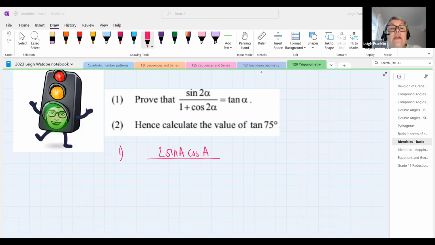Okay, so you can't leave the numerator as is because you've got a double angle there. So you've got to rewrite your double angle using your double angle identity. If you see sine 2 theta, write it as 2 sine theta cos theta because at least you know you can get a mark for that. Okay, what do we think we should do at the bottom?